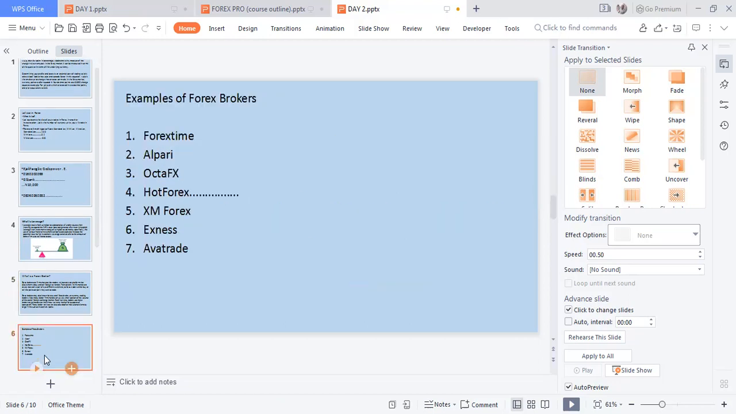Examples of brokers are Forex Time, Apari, OctaFX, HotForex, XM Forex, XNES, Avatrade, and so on. We have a lot of brokers, 1,001 brokers, but what I use is HotForex. Are you with me? What I use is HotForex. Since I've been using it, I've never regretted it, because HotForex is so efficient. You can place withdrawals and you get them so quickly. That's one beauty about them.